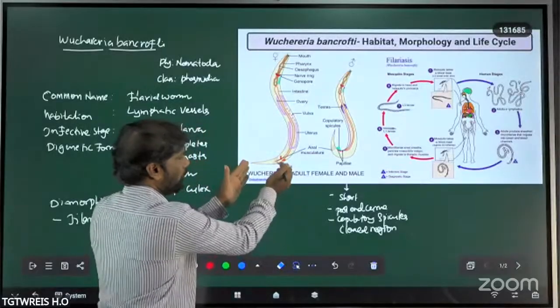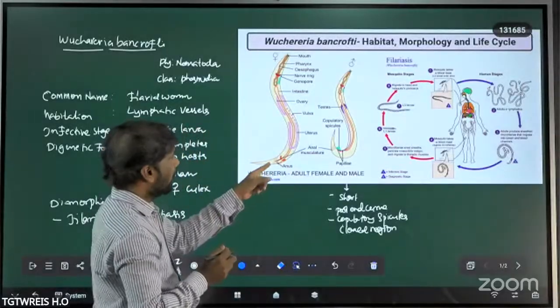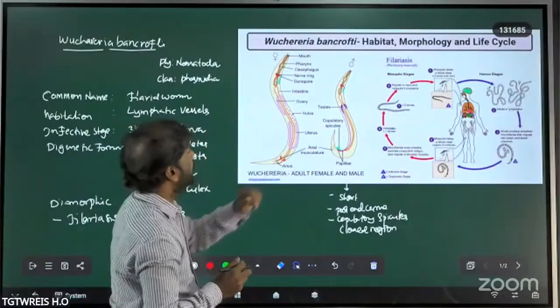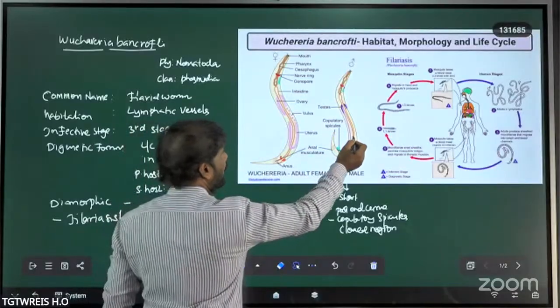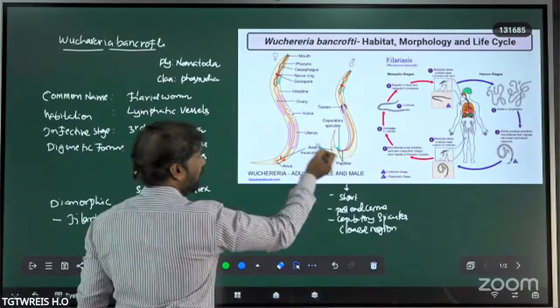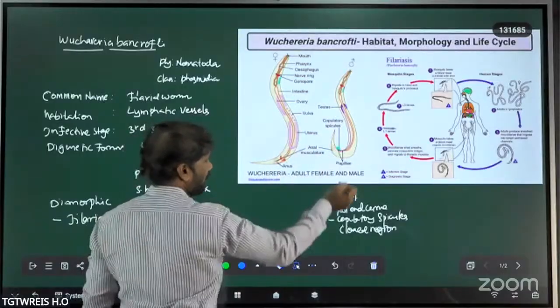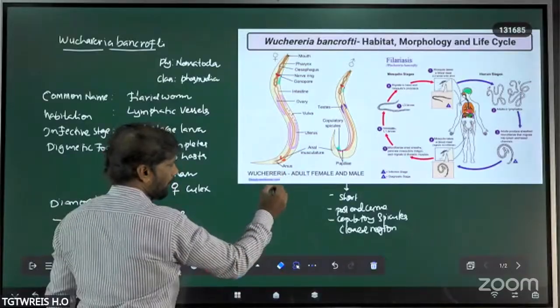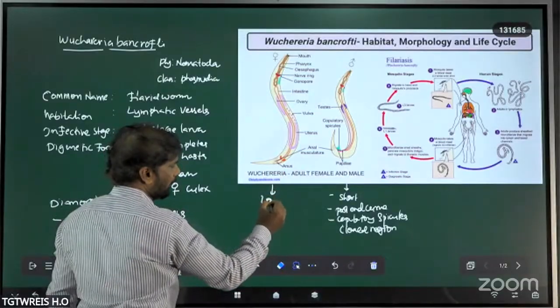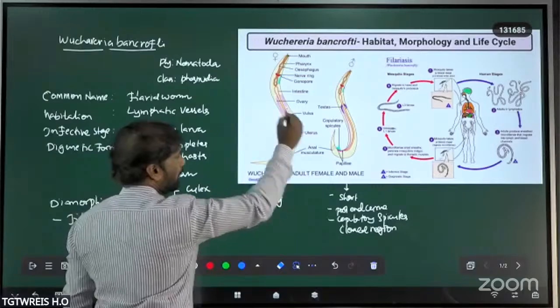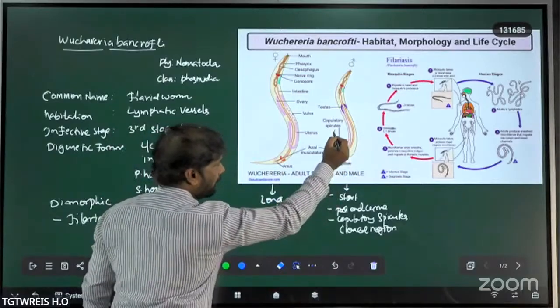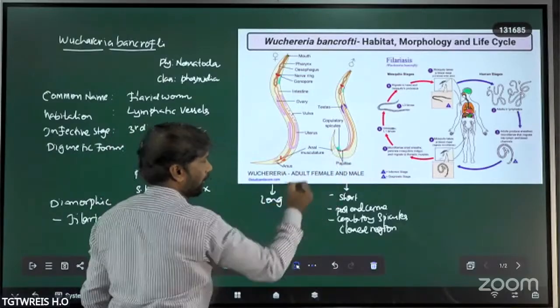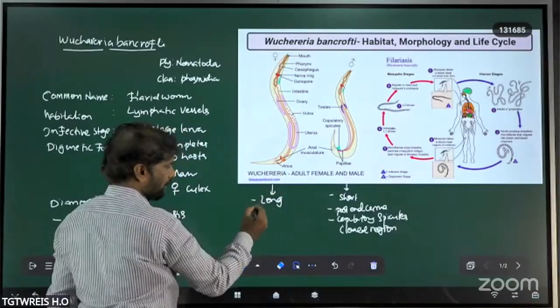And then you can go to the other organism. Compared with the male, which is short, this organism is somewhat long. Its posterior end is not as strongly curved, but somewhat straight.